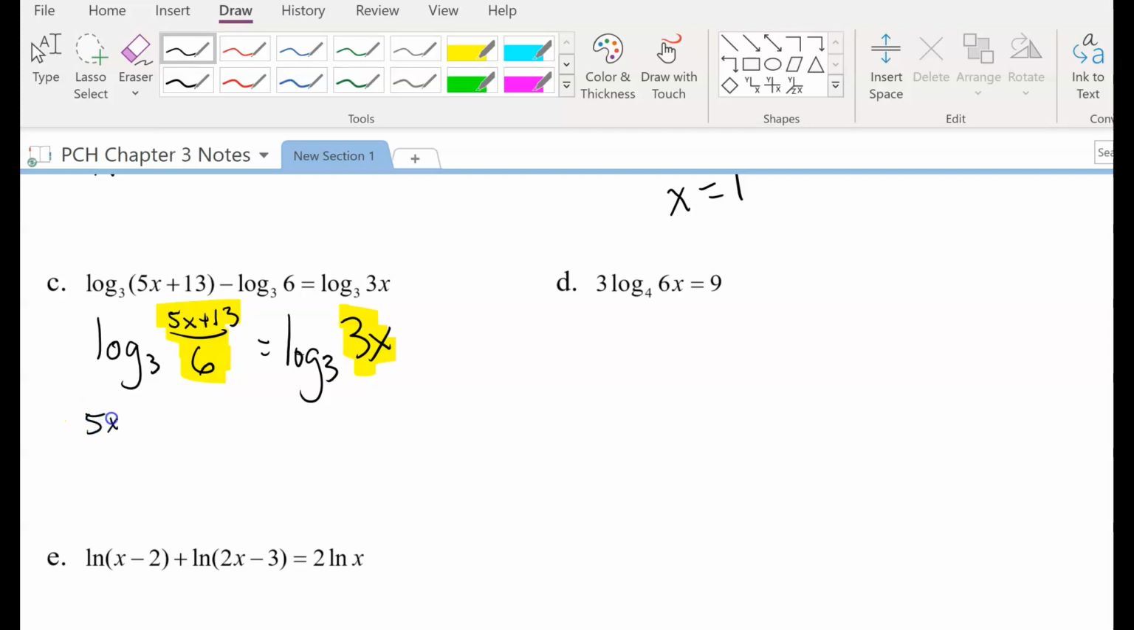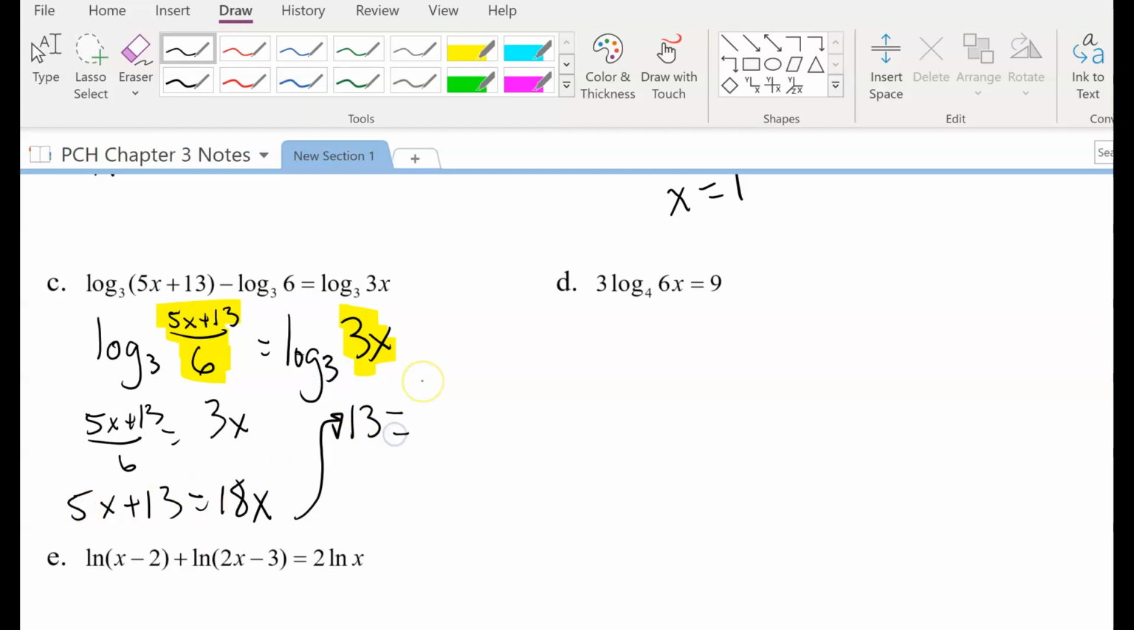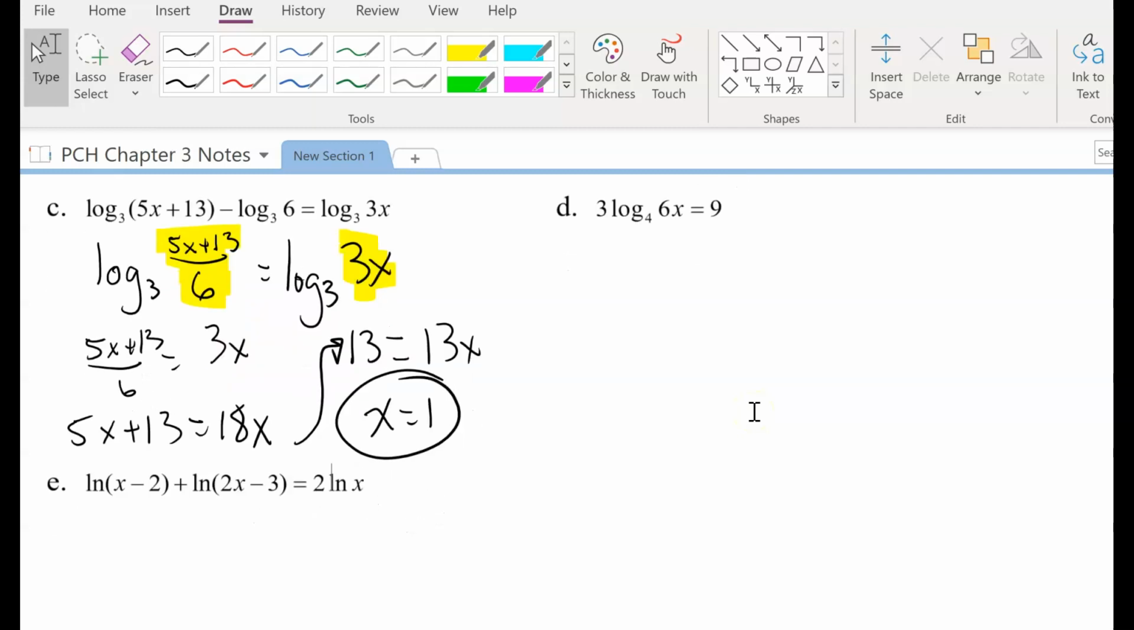So I have 5x plus 13 over 6 is equal to 3x. I'll cross multiply. 5x plus 13 is equal to 18x. Let's subtract 5x from both sides, so 13 is equal to 13x, which means that x is equal to 1. Alright, moving on.